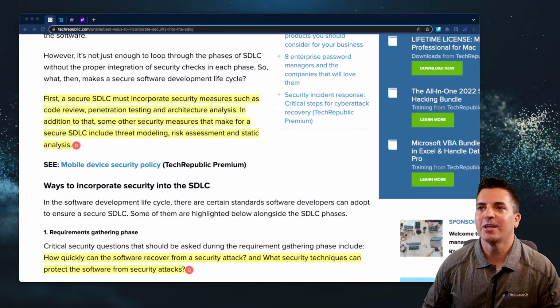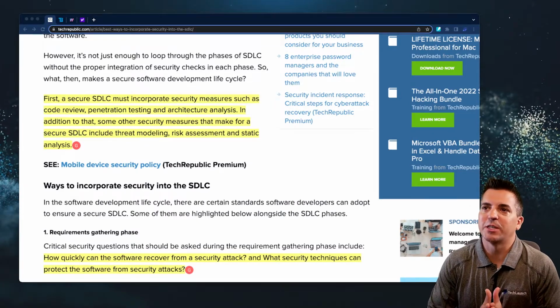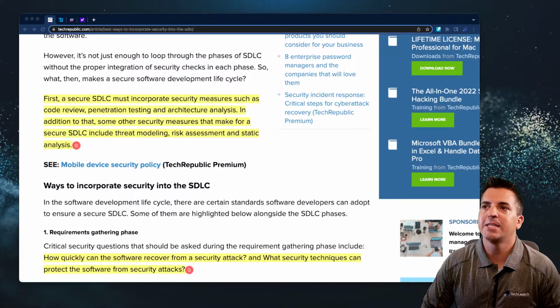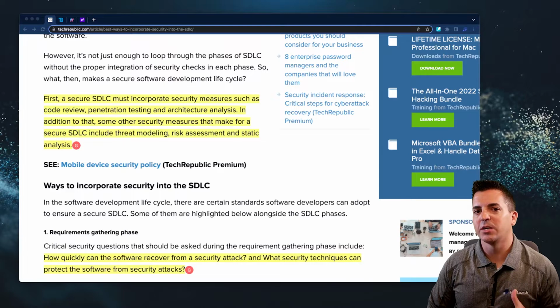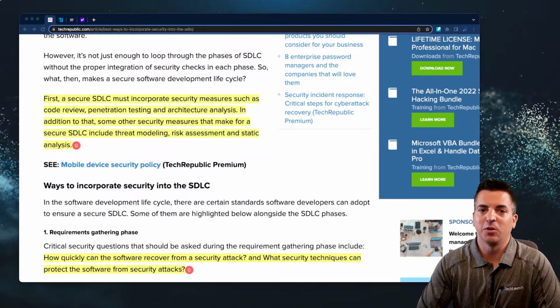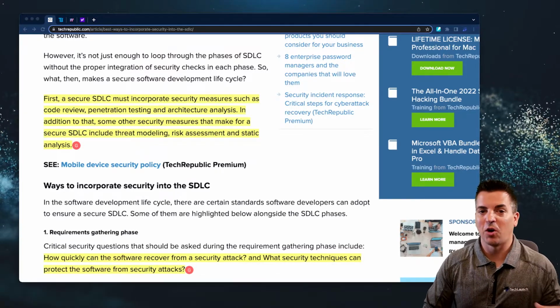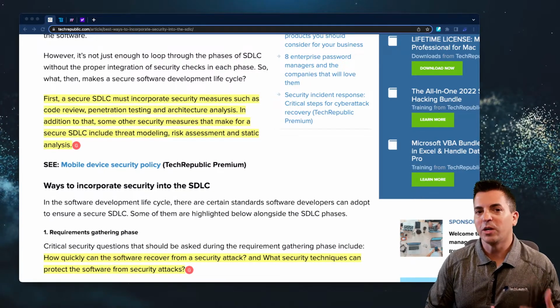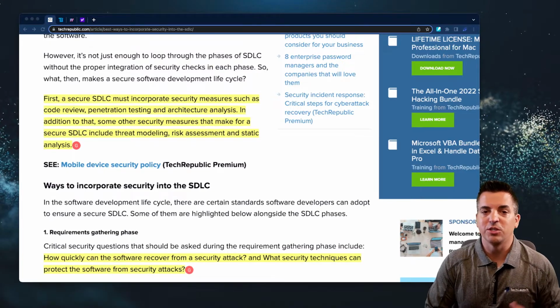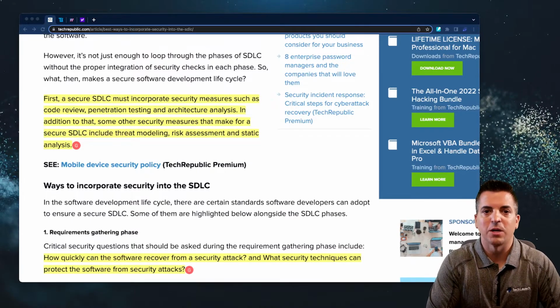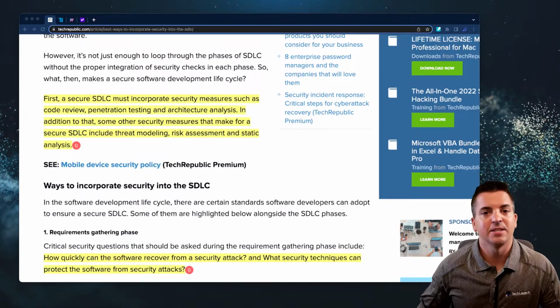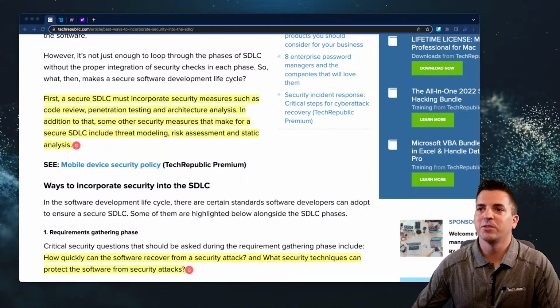First, a secure SDLC must incorporate security measures such as a code review, pen testing, and architecture analysis. So ask yourself, if you're working on security and you're going through a process of auditing your SDLC, where are big opportunities that you can inject this concept of security and performance as well throughout that SDLC? And so that's really what this article is talking about.